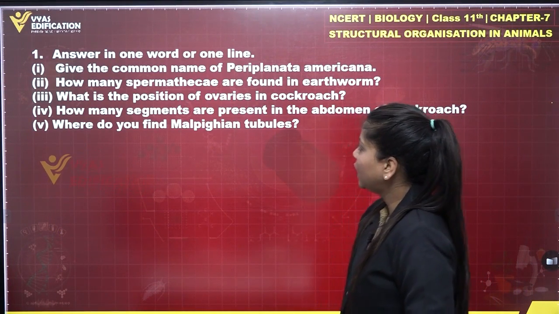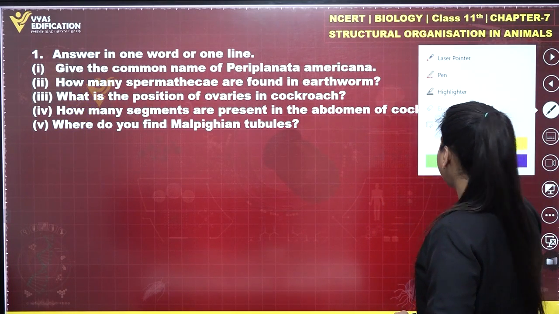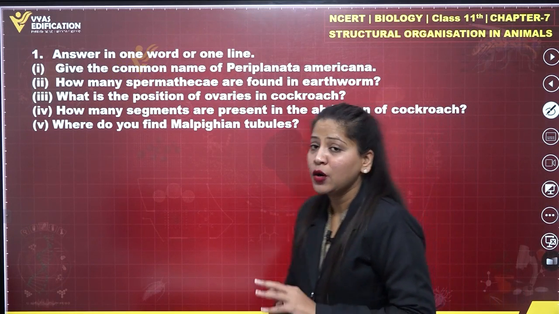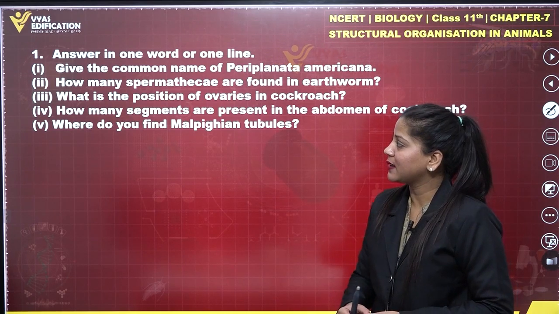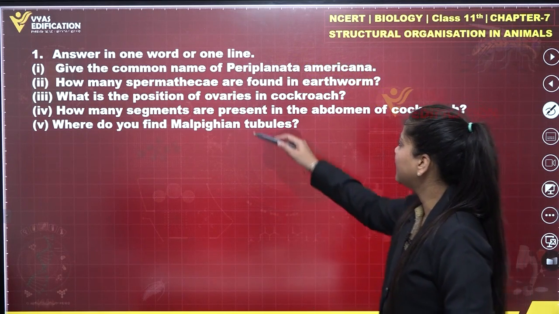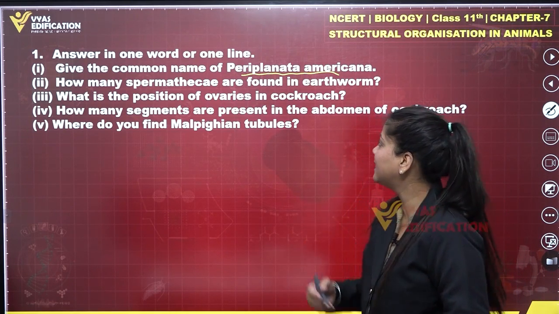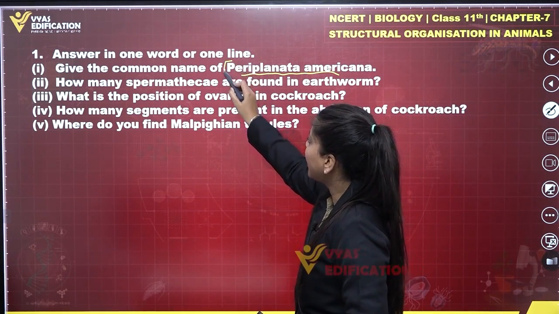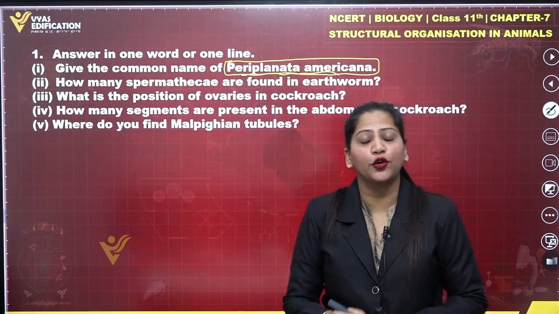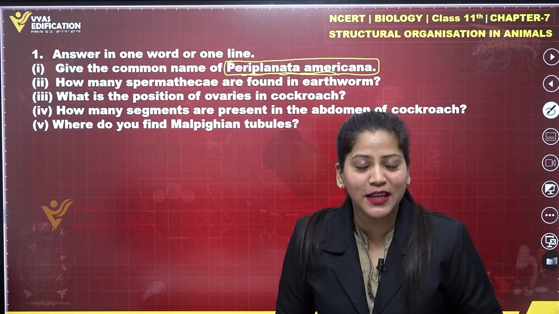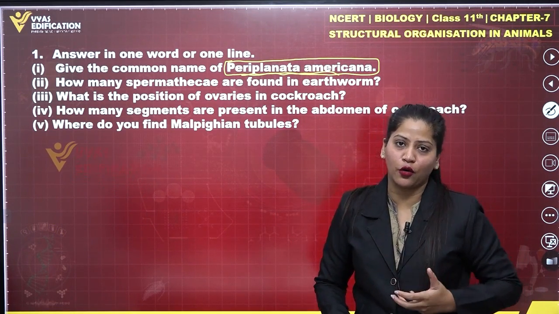Answer in one word or one line. So we have to answer this question in one word or one line, and basically question number 1 contains 5 parts. The first part is asking: give the common name of Periplaneta americana. This is the scientific name for cockroach, and the common name of this is American cockroach.